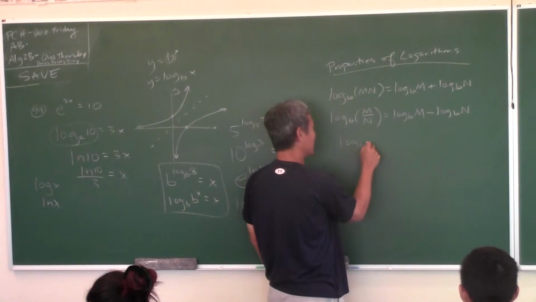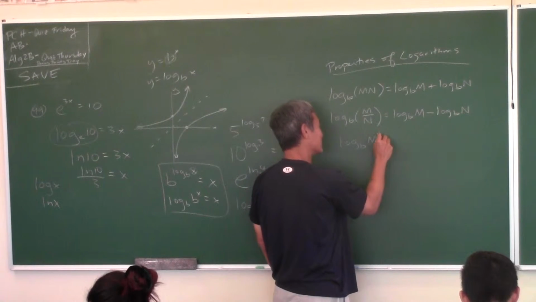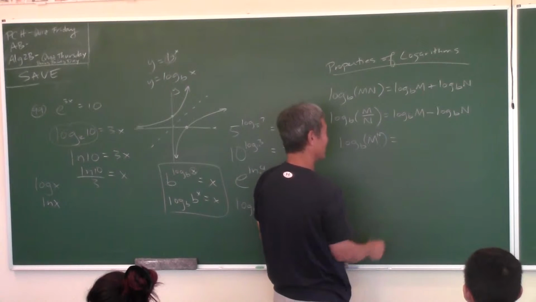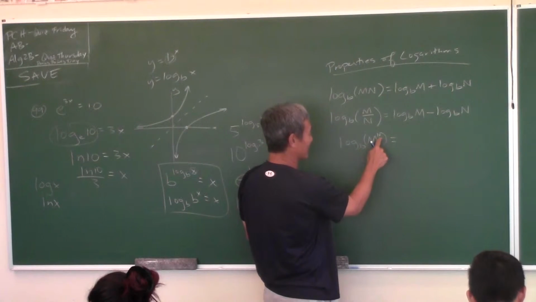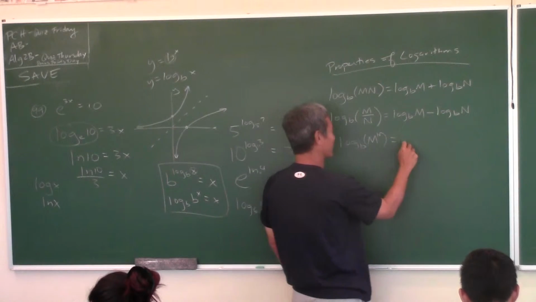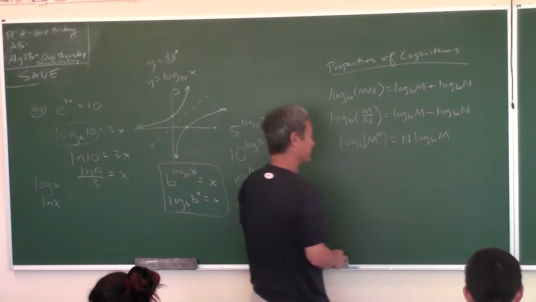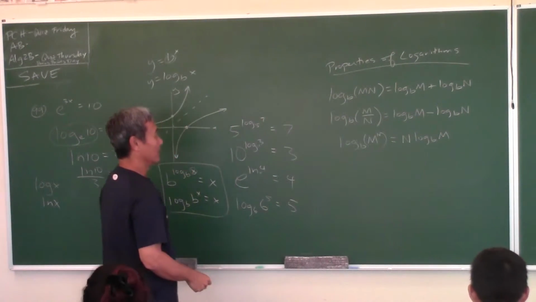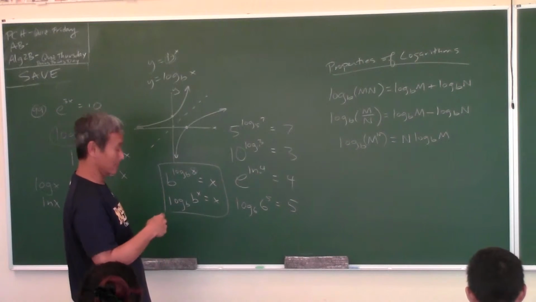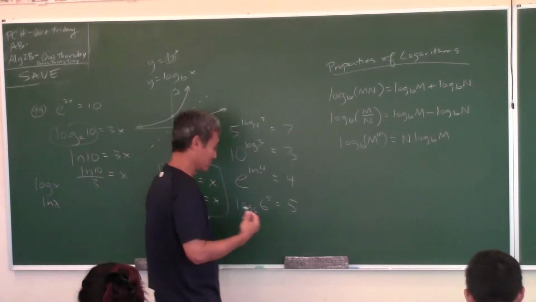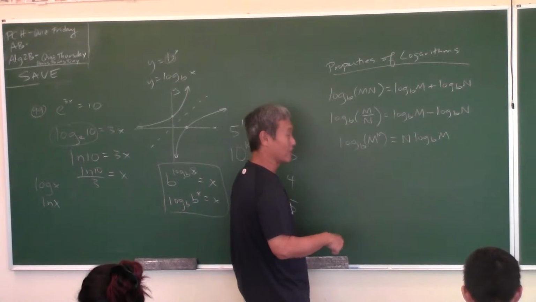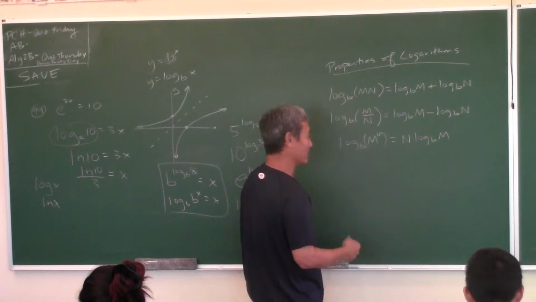Log base b of m raised to the nth power. Well, when you have something like this, you can take the power and put it in the front like this: n log base b of m. Yeah, they look kind of strange right now, but you do it for a few days. And of course, when you go to pre-calculus and calculus, we use this without even thinking already.